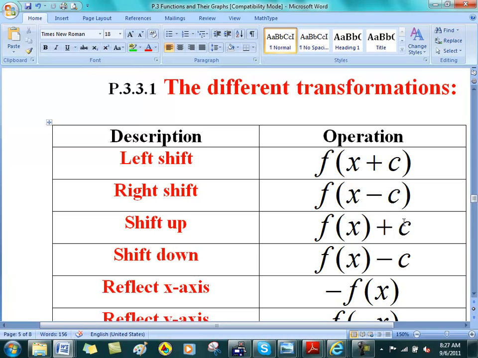So these are the gyrations. How many people remember these gyrations from last year? Okay, so here's a list of all the gyrations and what it means. So I would suggest you take this down.